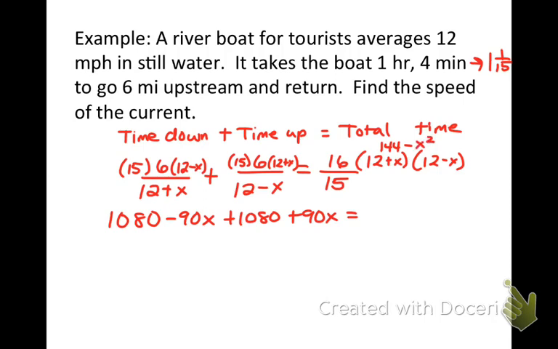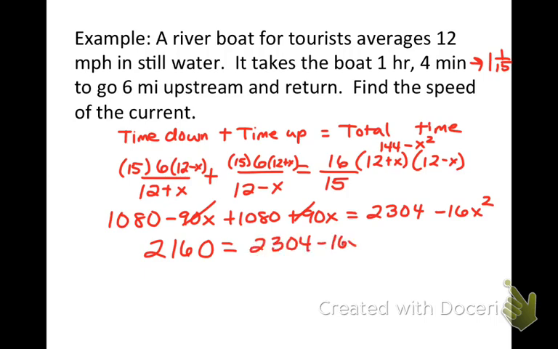I have no idea what 16 times 144 is. 2,304. So I get 2,304 minus 16x squared. Okay. Let's combine like terms over here. What happens to my x terms? They're going to go away. That's nice. What is 1080 plus 1080? 2160, right? Yeah, because it'd be 0 and 0, right?